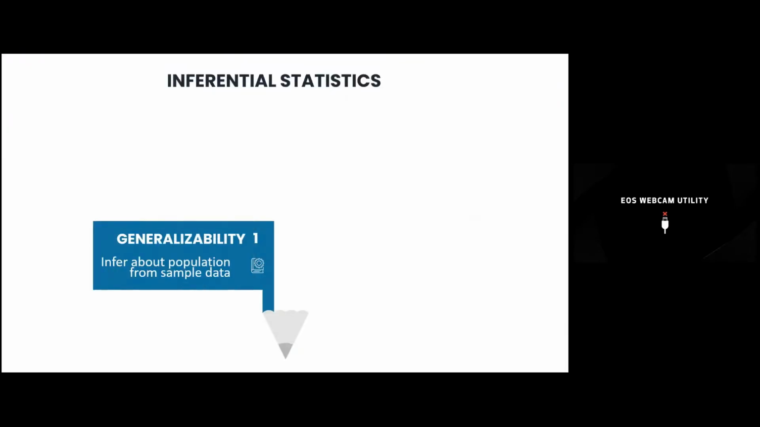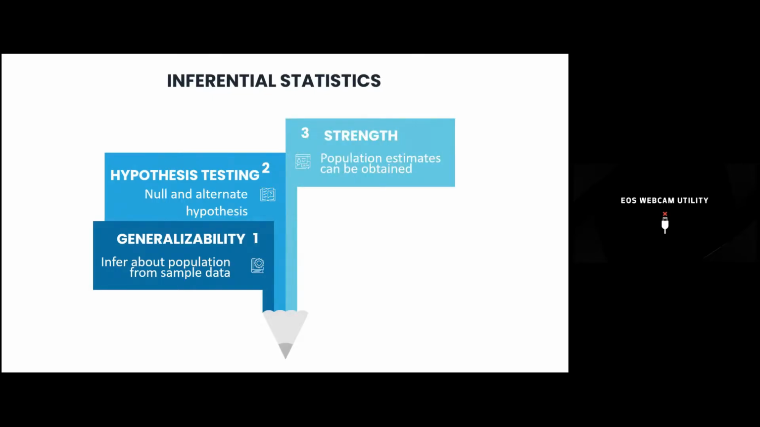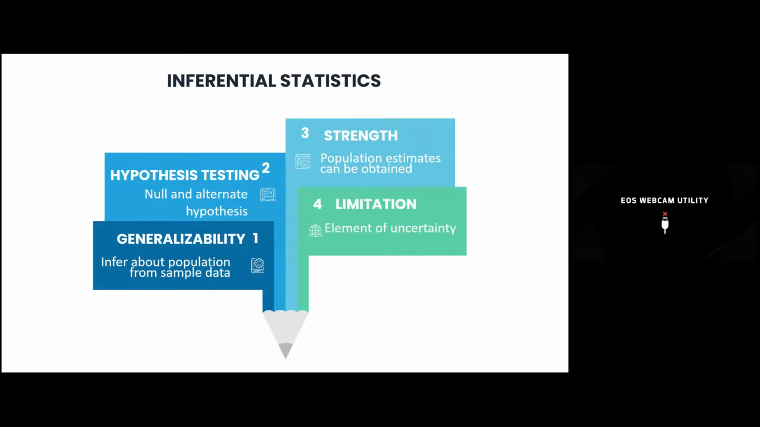Whereas in inferential statistics, we infer about the population. So we do make some external generalization of the data to the population. We do hypothesis testing as well, because we form the null hypothesis, then we have an alternate hypothesis, and then we either accept or reject the null hypothesis. Similarly, the strength of inferential statistics is that the population parameters or population values can be estimated, and the limitation is that there is always an element of uncertainty, because you always describe inferential statistics with a confidence interval. So you give a range of values of that population parameter.